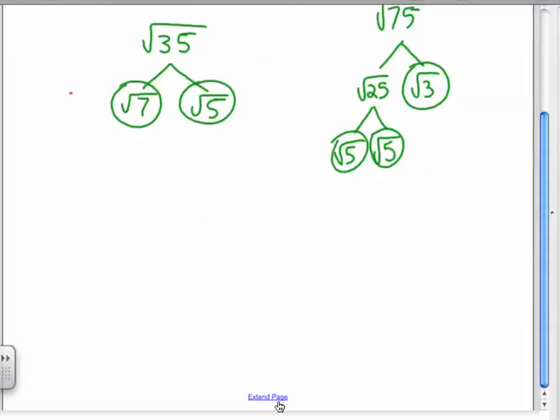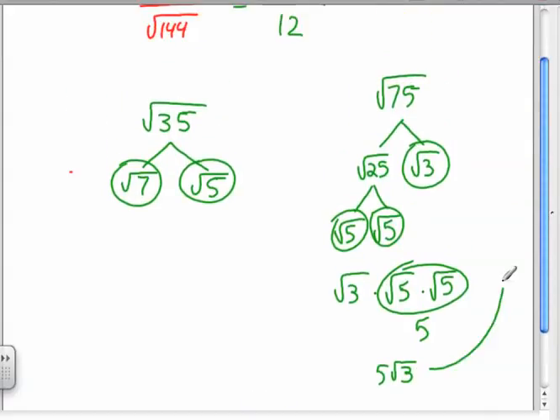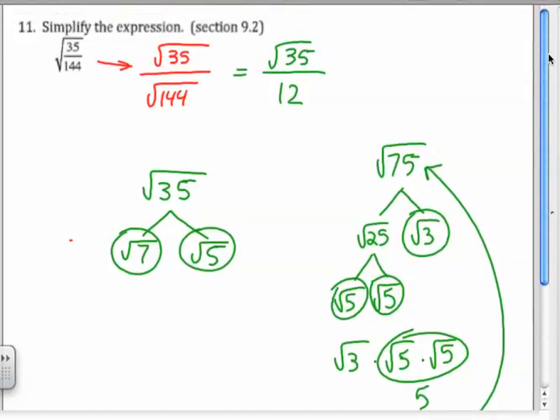So when I write them out in their prime factorization, I get the square root of 3 times the square root of 5 times the square root of 5. And you guys will remember, anytime I have a pair of radicals, it just equals the number that's under the radical sign. Okay? So this would give us 5 root 3. So 5 root 3 is the simplified form of the square root of 75. That's what they wanted for the square root of 35, but we didn't have any perfect squares that we could pull out. Okay? So we just had to leave it the way that it was. And it's the square root of 35 over 12. So that's our answer there.